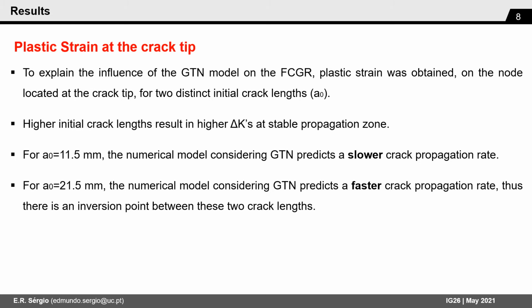For the first initial length, equal to 11.5 mm, the numerical model considering GTN predicts a slower propagation rate. On the other hand, for the second initial length, equal to 21.5 mm, the numerical model considering GTN predicts a faster propagation rate. Thus, we can say that the inversion point on the influence of the damage model occurs between these two values.